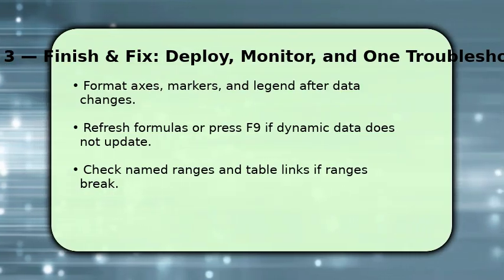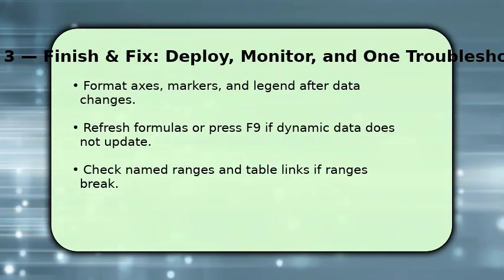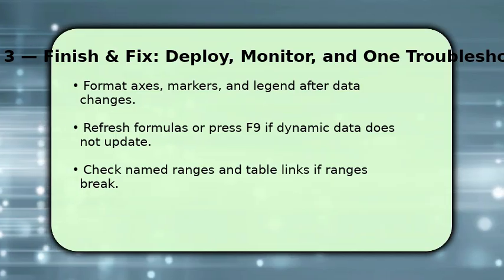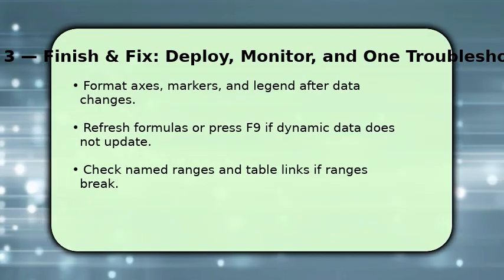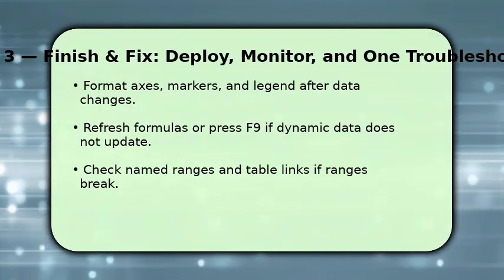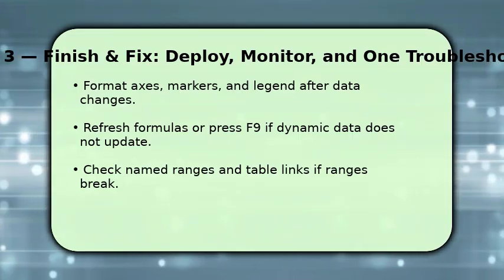If the chart still shows old values, inspect named ranges or table references. Broken links often cause stale data. As a quick troubleshooting tip, convert your source range to an Excel table and reference the table name. This prevents range shifting when adding rows or columns, ensuring the chart.